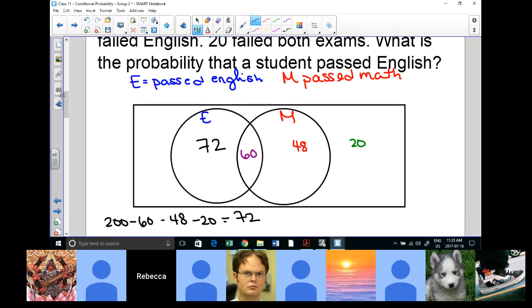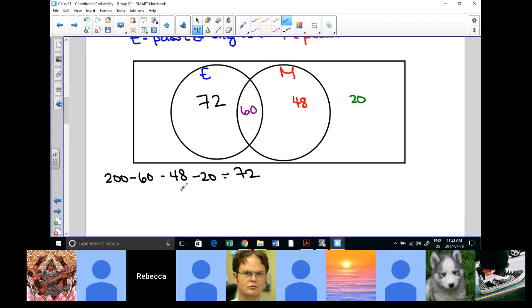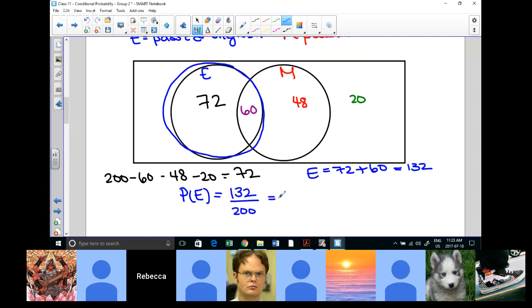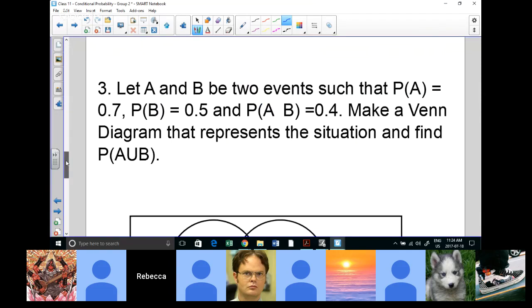The question then asks, what is the probability that a student passed English? So we want the probability of a student passing English. So that is everything in the English. So English is actually 72 plus 60, which gives me 132. So I have 132 over 200. So that gives me 33 over 50, or 66%. So we're going to be filling out Venn diagrams to help us answer questions. Okay, so we're going to keep on going because there are some more examples.